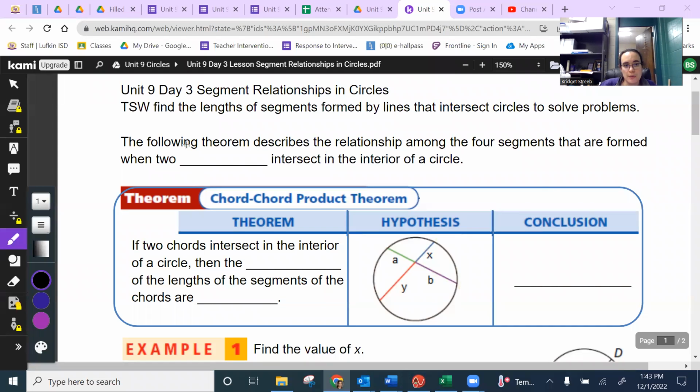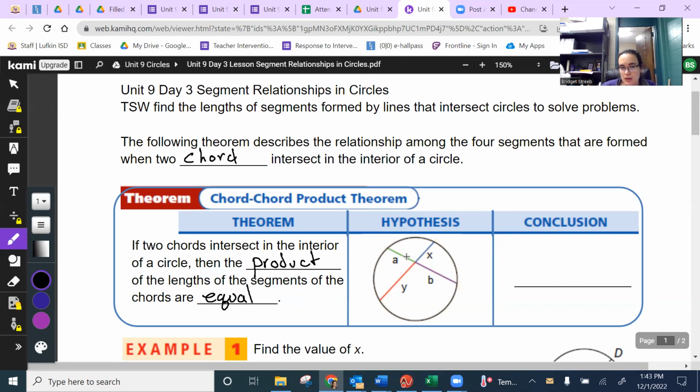Today we're going over segment relationships in circles. So our first theorem discusses when two chords intersect and what happens with those four segments to know their relationship. When two chords intersect inside of a circle, then the product of the lengths of the segments of the chords are equal.